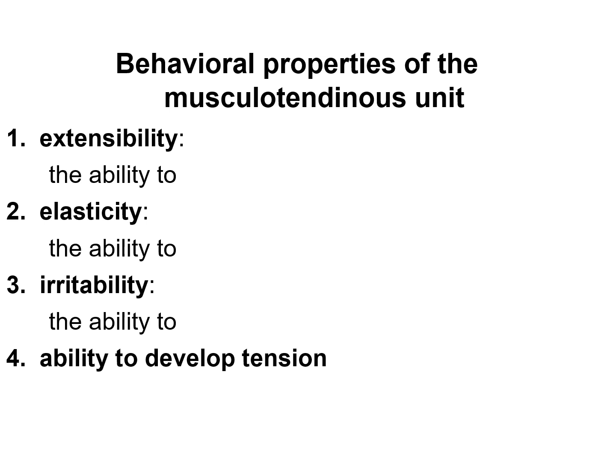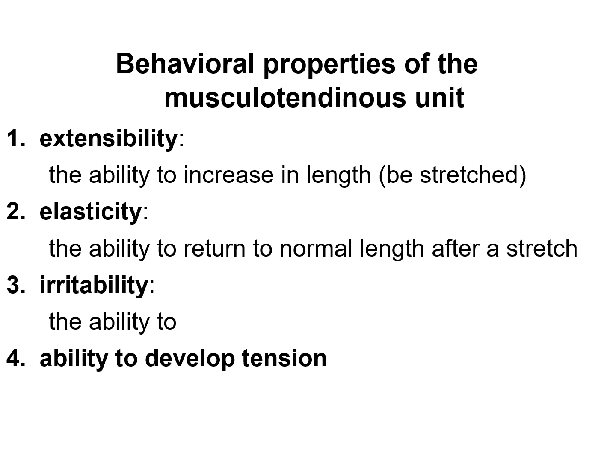So the muscle has 4 behavioral properties, and this is of the musculotendinous unit. The first one, the muscle has to have extensibility, or the ability to increase in length or be stretched. If you're trying to do a bicep curl once again, and your triceps do not have any sort of extensibility, you can't move your arm because they won't be able to increase in length to allow you to do any flexion. Elasticity, the ability to return to normal length after a stretch.